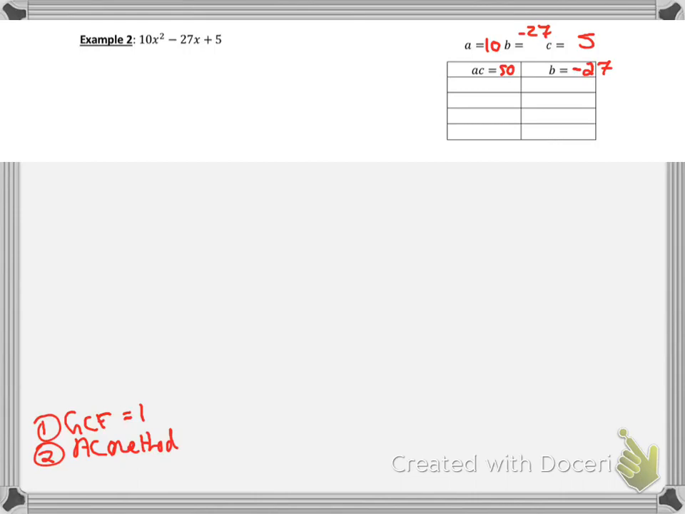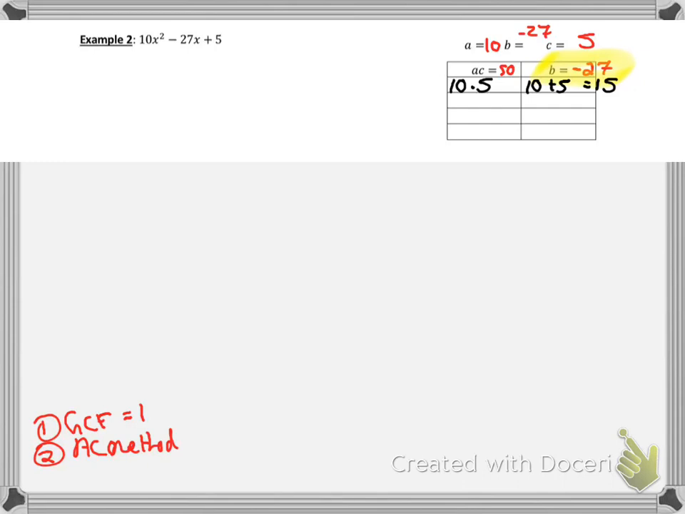Now you might realize at this point that we have a lot of different options of factors of 50. We have 5 and 10, we have 2 and 25, we have 1 and 50. We have a lot. But one thing we want to be aware of is that when I add these numbers together, they are going to be negative. So I don't want to list, for example, 10 times 5, because I know that 10 plus 5 is going to give me a positive number, positive 15.